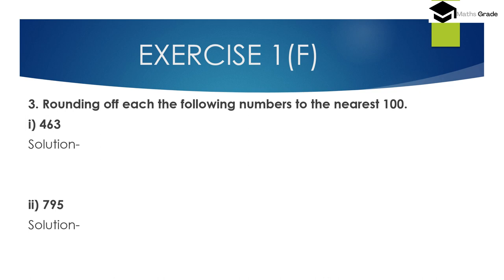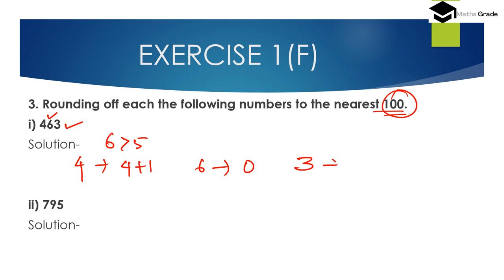Now question number 3, rounding up each of the following numbers to the nearest 100. The first is 463. We have to round this number 463 to the nearest 100. So when we round up any number to the nearest 100, first look at the tens place digit. Here tens place digit is 6. 6 is more than 5. So we have to add 1 to the hundreds place digit. Here hundreds place digit is 4. 4 changes to 4 plus 1. And this tens place digit 6 changes to 0. And unit place digit 3 changes to 0.